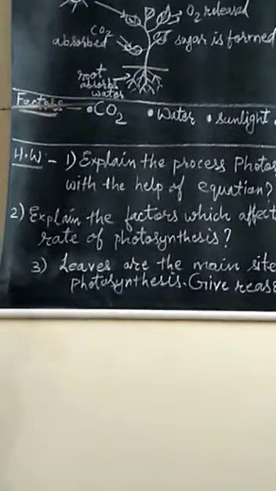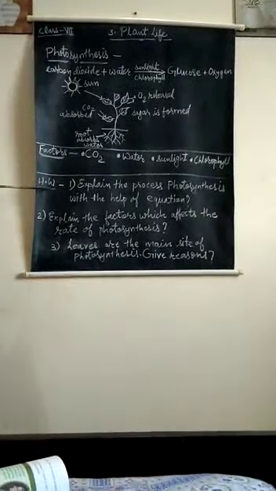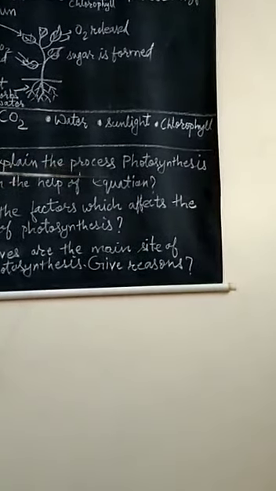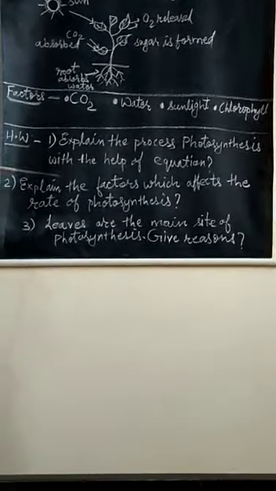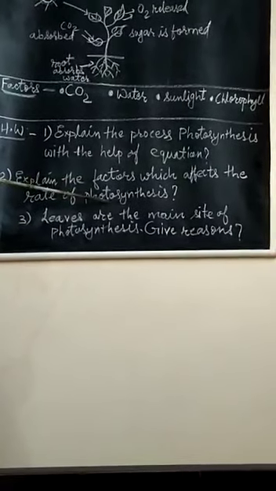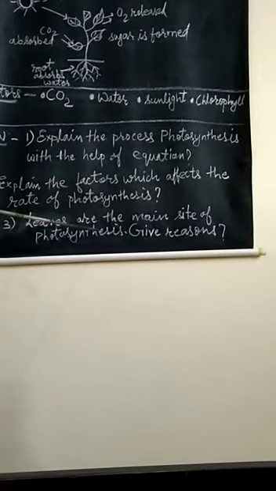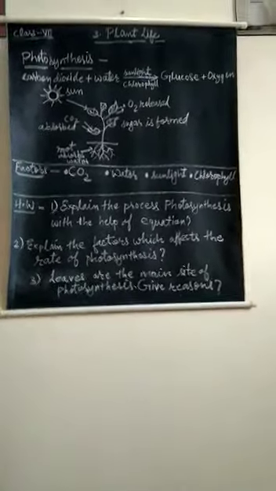For more detail, just go through the textbook. Today's homework: Question number 1, explain the process of photosynthesis with the help of equation. Question number 2, explain the factors which affect the rate of photosynthesis. Question number 3, leaves are the main site of photosynthesis. Give reasons.